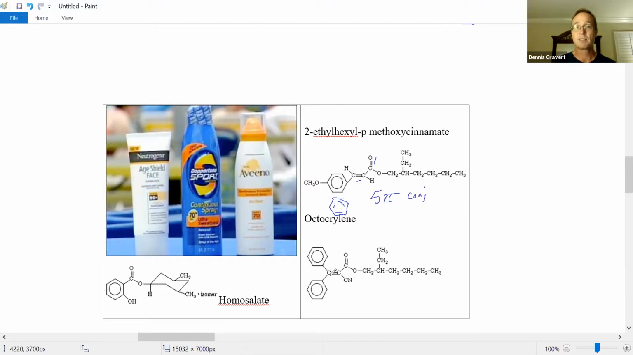How about this one? Well, you got 3 in this ring, right? It's benzene. Another 3 here, that's 6. Here's a 7th one. Here's the 8th one. And then the nitrile group is a triple bond. You only count one of the pi bonds. We'll talk about that next semester.